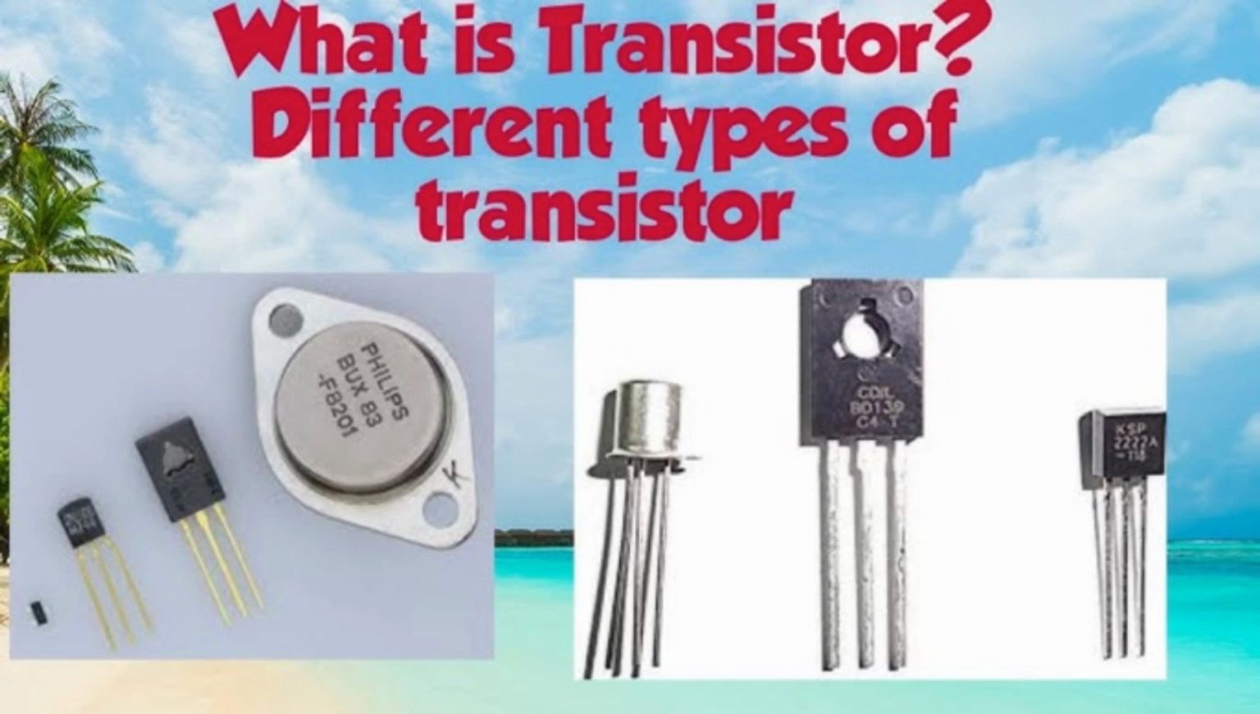Saturation mode, ON state. Both BE and BC junctions are forward biased. Maximum current flows from collector to emitter. The BJT acts as a closed switch. Used in switching applications, relays, motor drivers, etc.